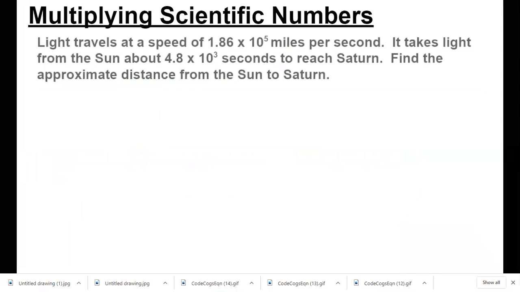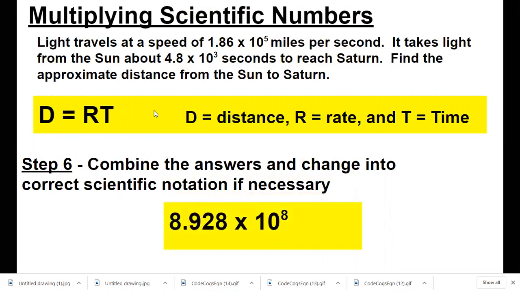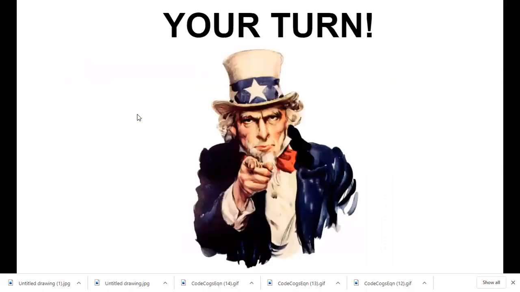So let's go to the last step. Combine the answers and change into correct scientific notation if necessary. We are already in scientific notation because 8.928 is between 1 and 9.99. So we are in scientific notation. No need to change any numbers. Okay, it looks like it's your turn. Give it a try.